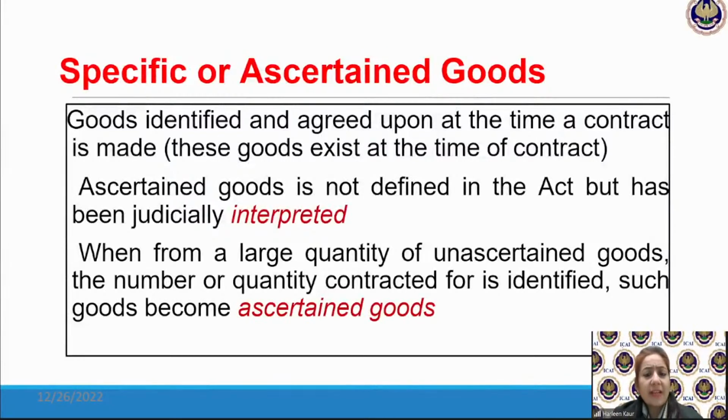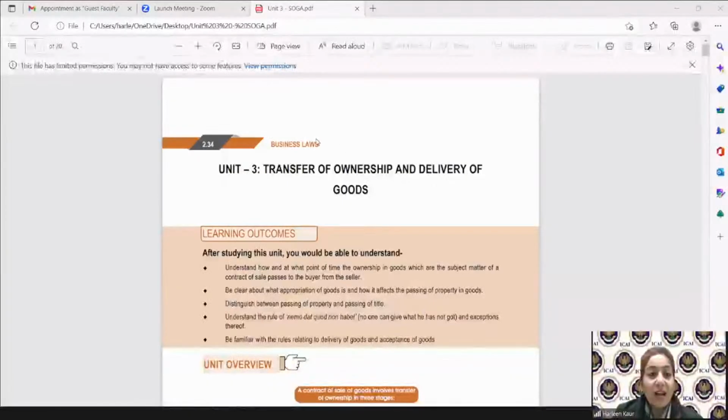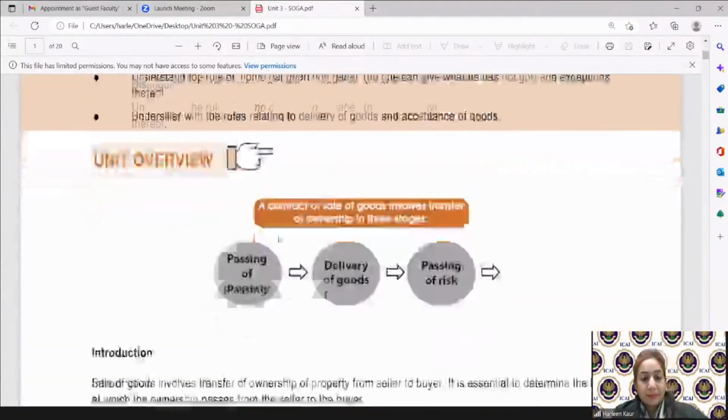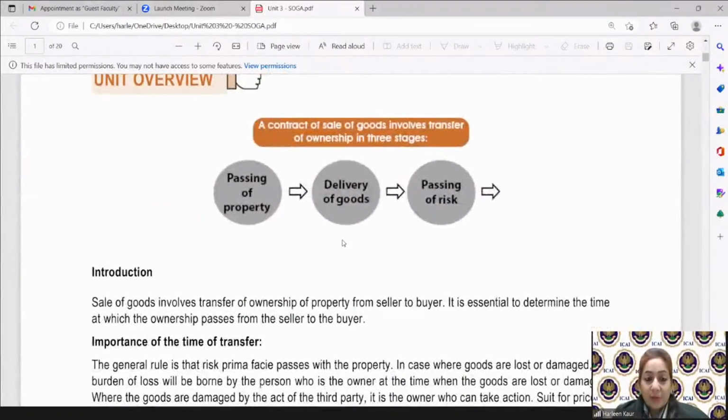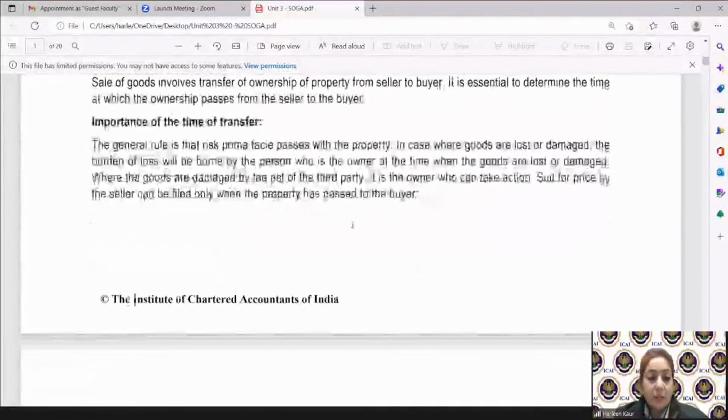Now, these specific and certain goods we will do from the study material, because a very nice detailed explanation has been given in your study material, and I don't want to skip a single line of that. So you can refer to my presentation for your minimum notes, but for the maximum information, we have to follow the study material for this chapter. So this is what we have discussed: passing of property, then delivering the goods, and then finally giving the risk to another party.